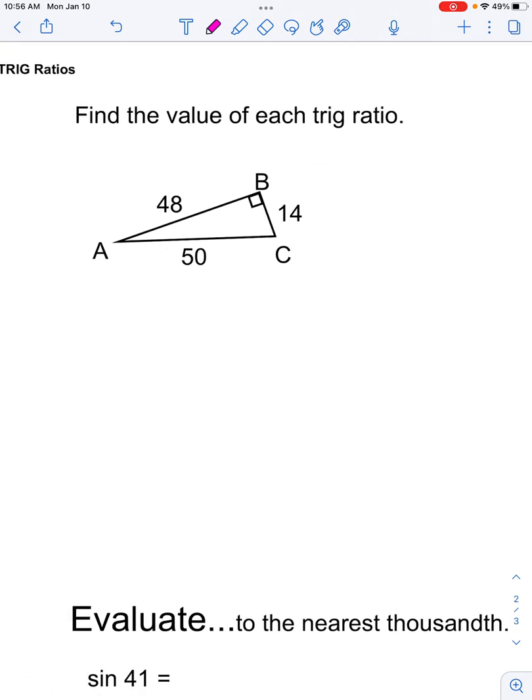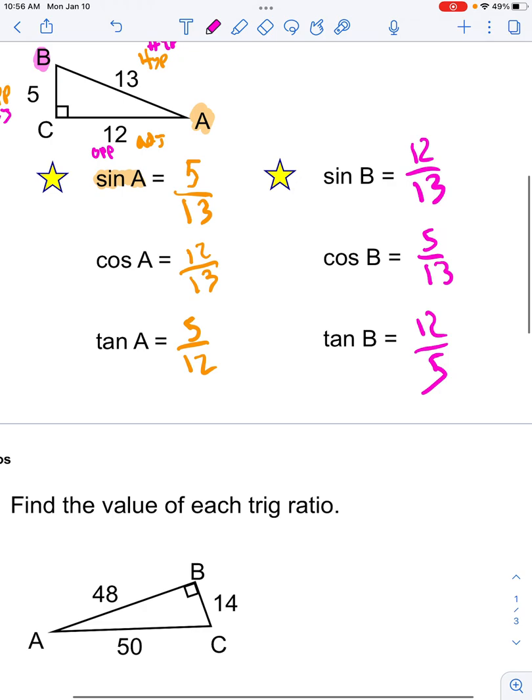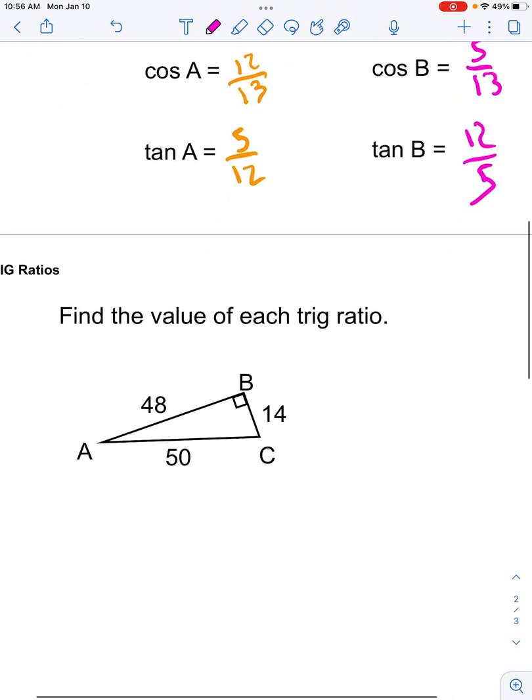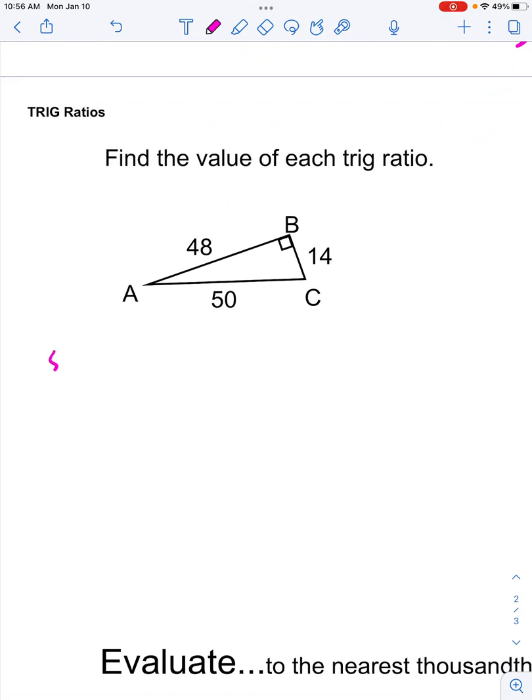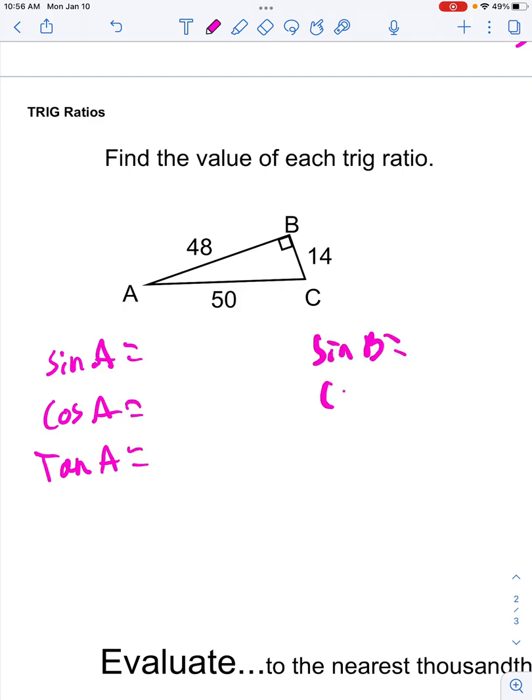Find the value of each trig ratio. So again, what they're asking you to do is exactly what we did up here. Find all 6 values. So it would be sine of A, cosine of A, tangent of A, and then sine of B, cosine of B, tangent of B.